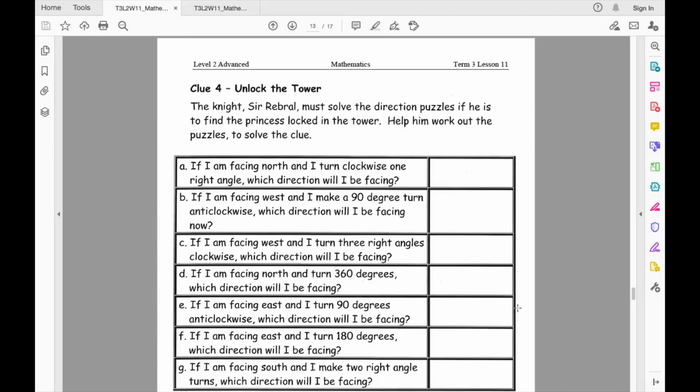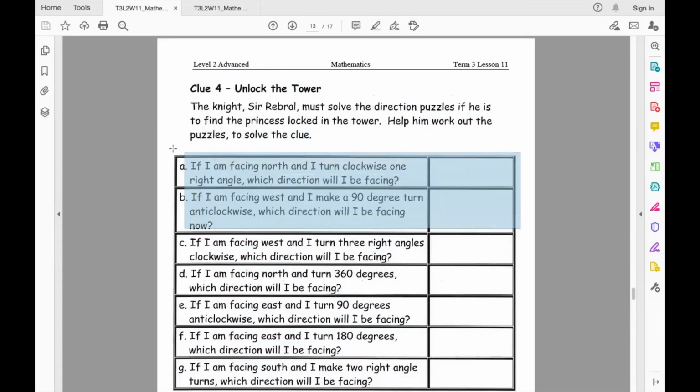Right, on to clue 4. So clue 4 is unlock the tower. So the knight, Sir Rebrel, must solve the direction puzzles if he is to find the princess locked in the tower. Help him work out the puzzles to solve the clue. So we're going to do the first two together just to help you guys have an idea.